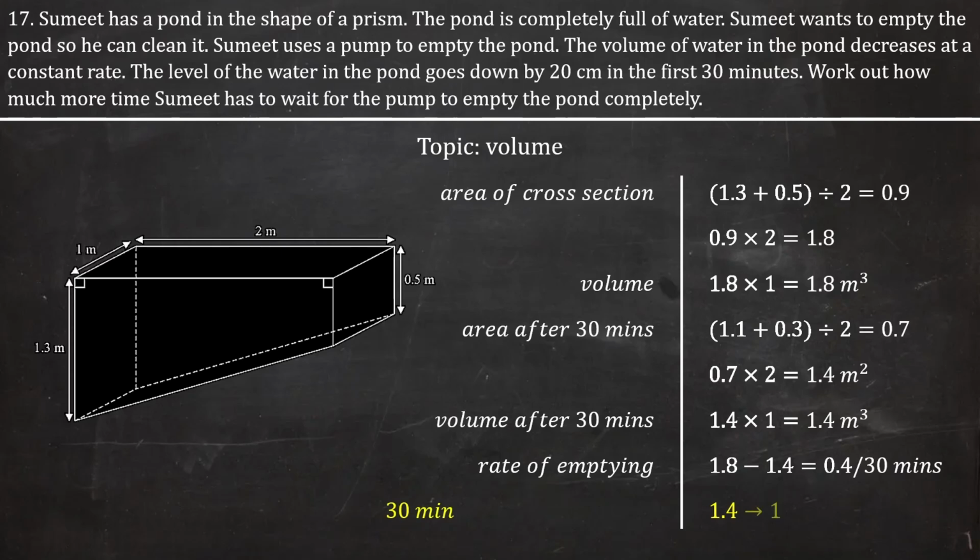After half an hour, you're going to go down to 1. Another 30 minutes, it will go down to 0.6. Another 30 minutes, it will go down to 0.2. And now there's only 0.2 left. It goes down 0.4 every 30 minutes. So to go down 0.2 is going to take an extra 15 minutes. So in total, it's going to take 1 hour and 45 minutes to empty the pond.